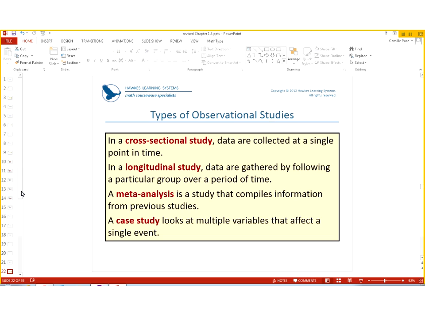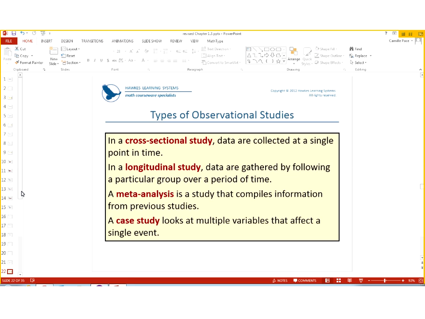We're going to talk about cross-sectional and longitudinal. Okay, a cross-sectional study is data that's collected at a single point in time. A longitudinal study is data gathered from a particular group over a long period of time. They do this a lot more now with drug studies.